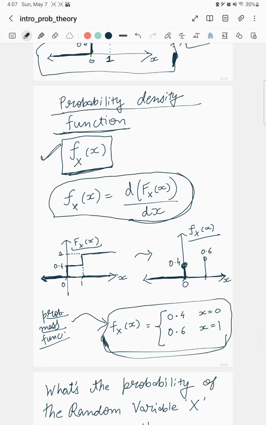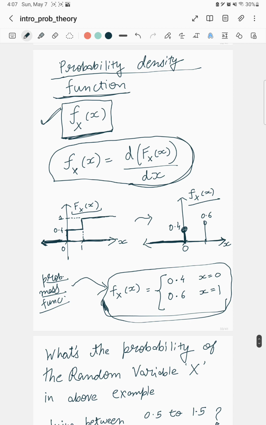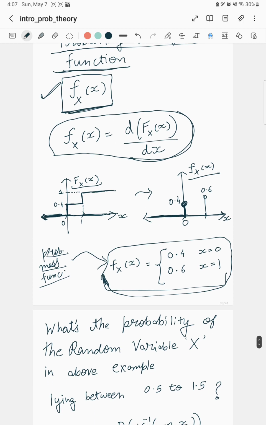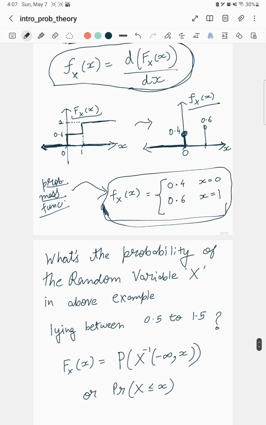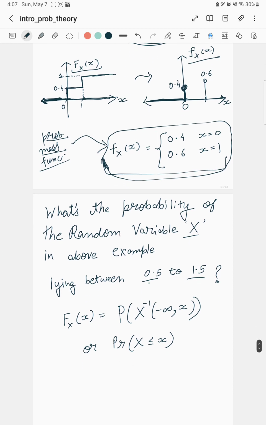Now let's see an example of the usage of the probability density function and the cumulative distribution function. Let's say we use the same random variable x and we want to find out the probability of our random variable x lying between 0.5 and 1.5. So what does this mean?